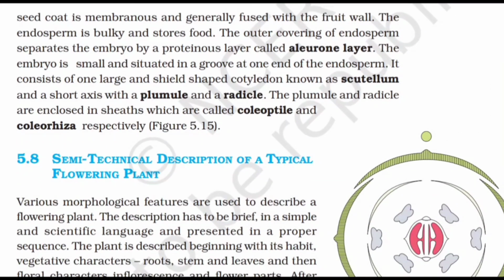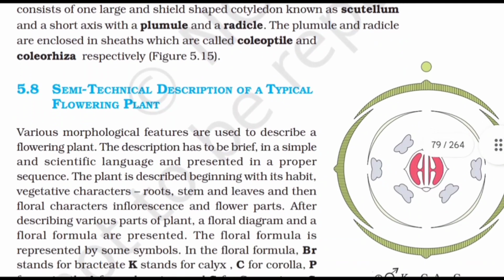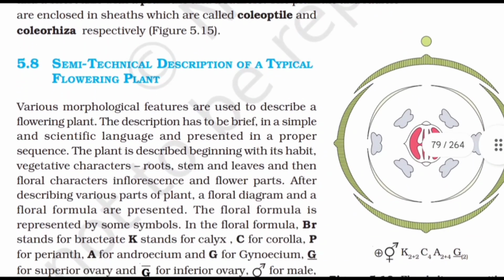5.8 Semi-technical description of a typical flowering plant. Various morphological features are used to describe a flowering plant. The description has to be brief, in simple and scientific language, and presented in a proper sequence. The plant is described beginning with its habit, vegetative characters, root, stem, and leaf, and then floral characters, inflorescence, and flower parts. After describing various parts of the plant, a floral diagram and a floral formula are presented.